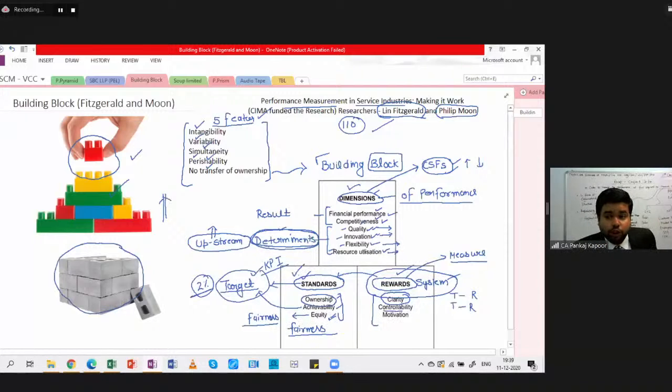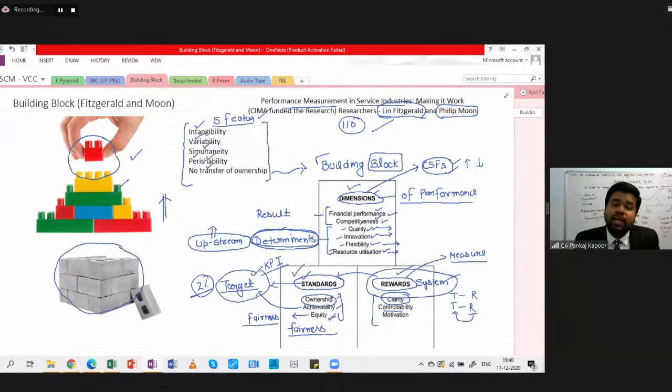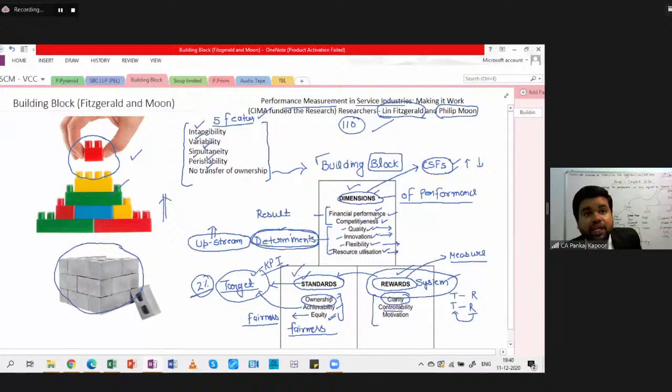The reward should be linked with the performance factor which is under the control of the person to whom the target is given. If you attach his reward with any factor or indicator which is not controlled by him, he will be demotivated. So only those factors which are controlled by him shall be included in the performance evaluation or appraisal matrix of the individual.